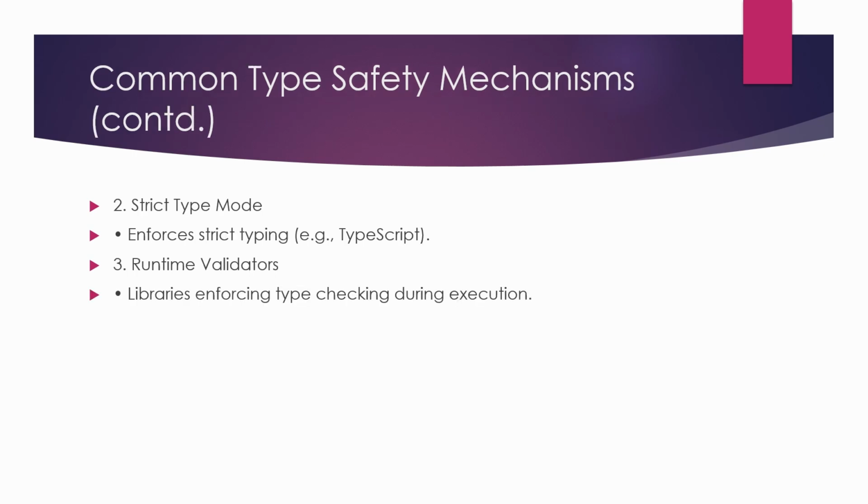Another mechanism is strict type mode, which enforces the use of specific types. TypeScript is an example of a language that enforces strict typing, helping prevent issues that arise from dynamically typed languages. Additionally, some languages use runtime validators, which are libraries that check types during execution to ensure that type safety is maintained.